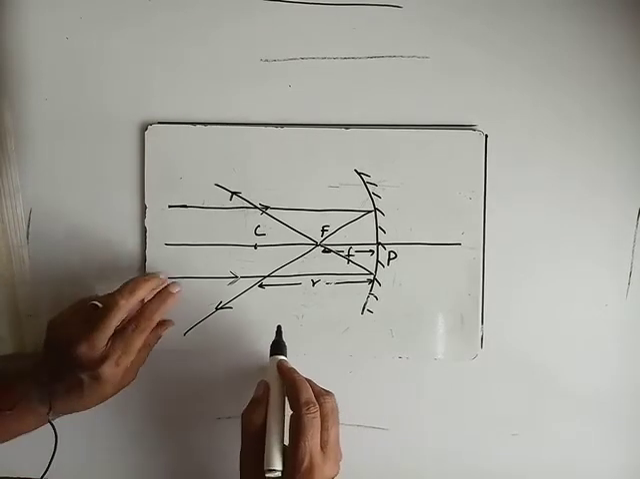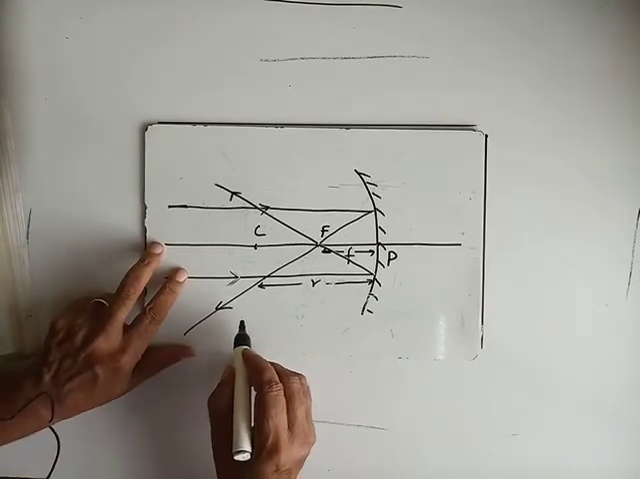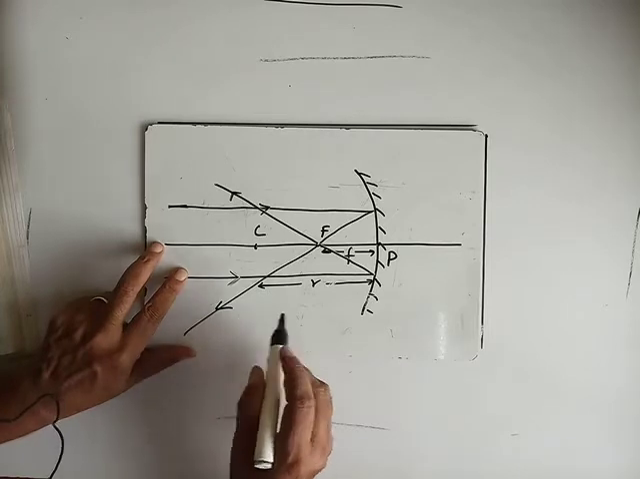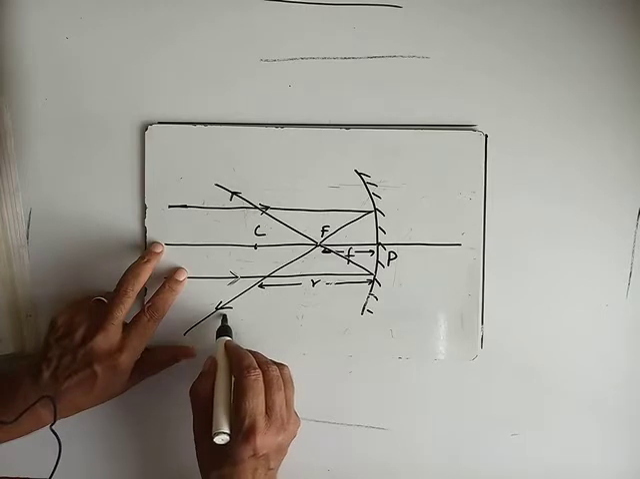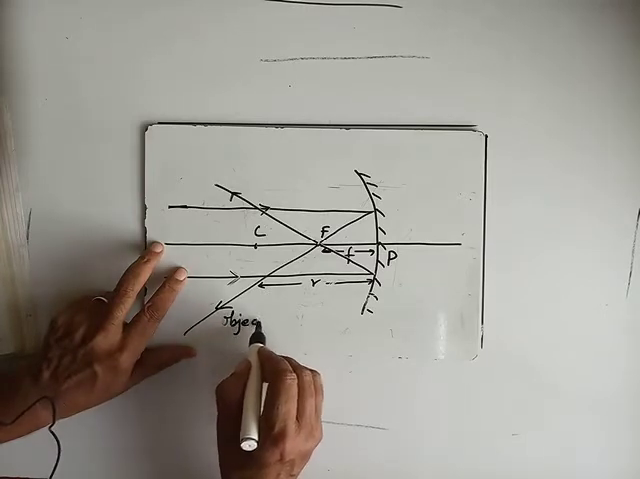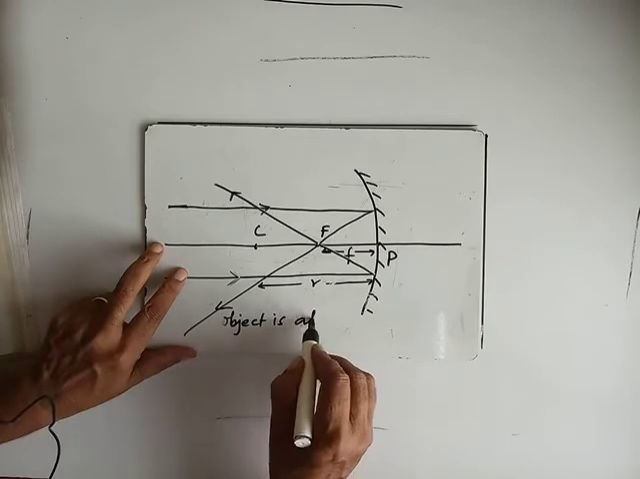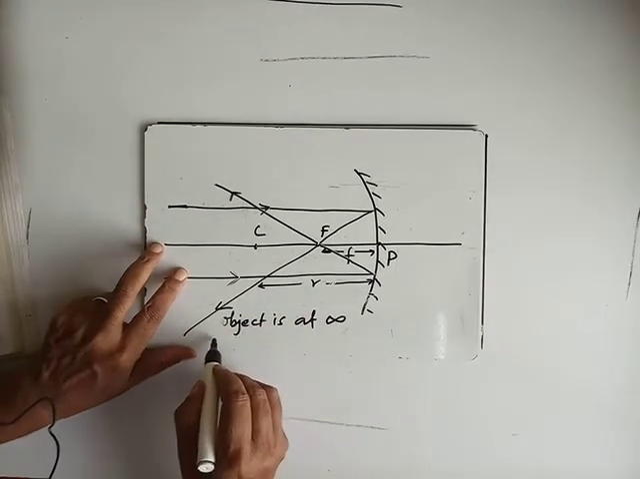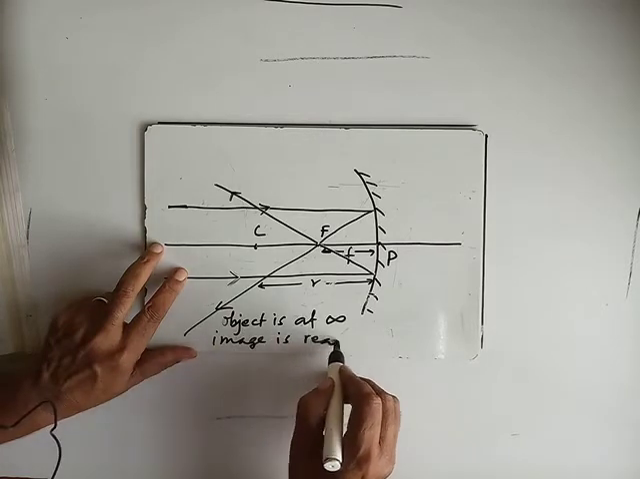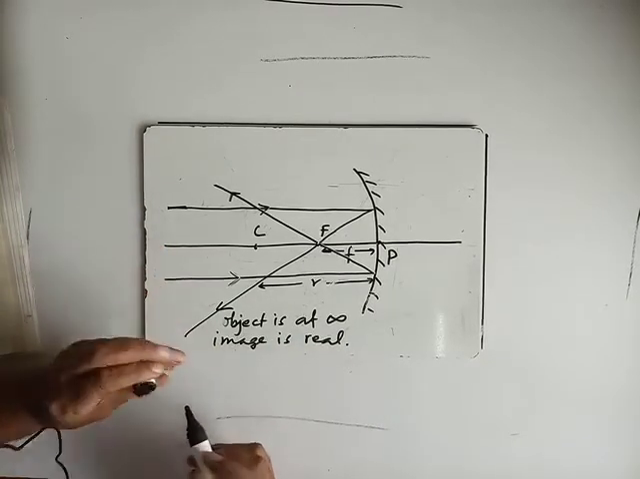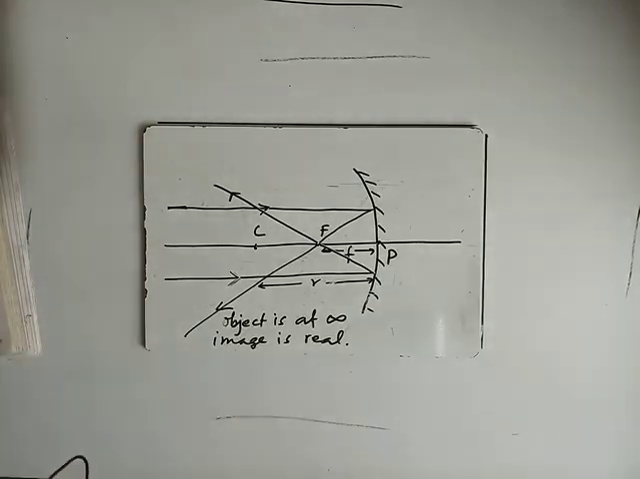So the image formed is at F. When the object is at infinity, the image is a real one. So the image is real when the object is at infinity. This is the one condition.